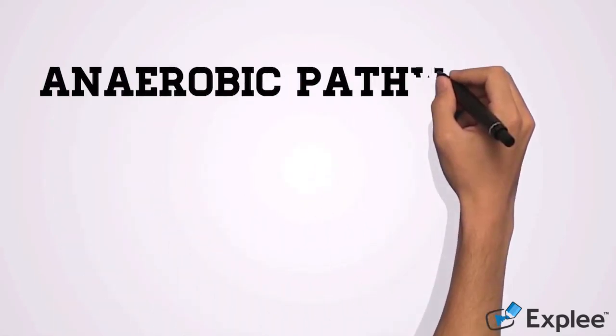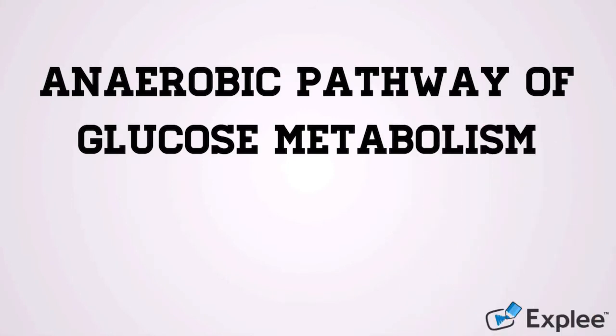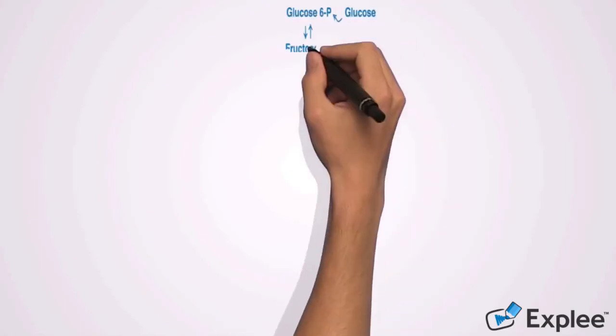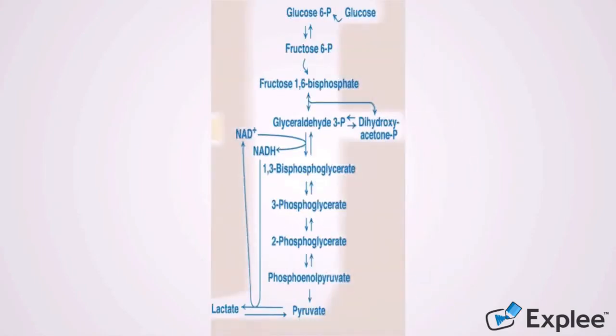The anaerobic pathway of glucose metabolism is where two molecules of ATP are generated for each molecule of glucose, which is also converted to two molecules of lactate. Its main goal is to convert the three carbon atoms of pyruvate.